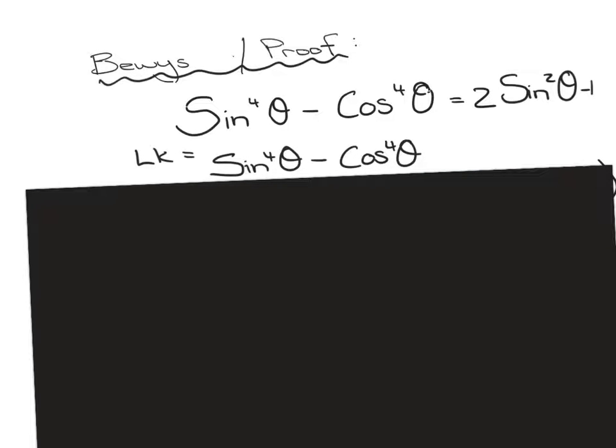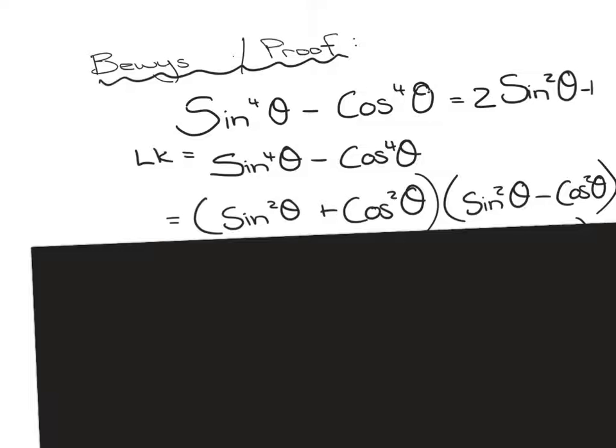So the left hand side, die linkerkant is sin tot die mag 4 theta minus cos tot die mag 4 theta. Nou dit is die verskil van 2 vierkante. Tot die mag 4 is mos 'n vierkantsgetal. It's the difference of 2 squares. So you can go and write it as sin square theta plus cos square theta and sin square theta minus cos square theta. Net soos mens met gewone verskil van vierkante maak.